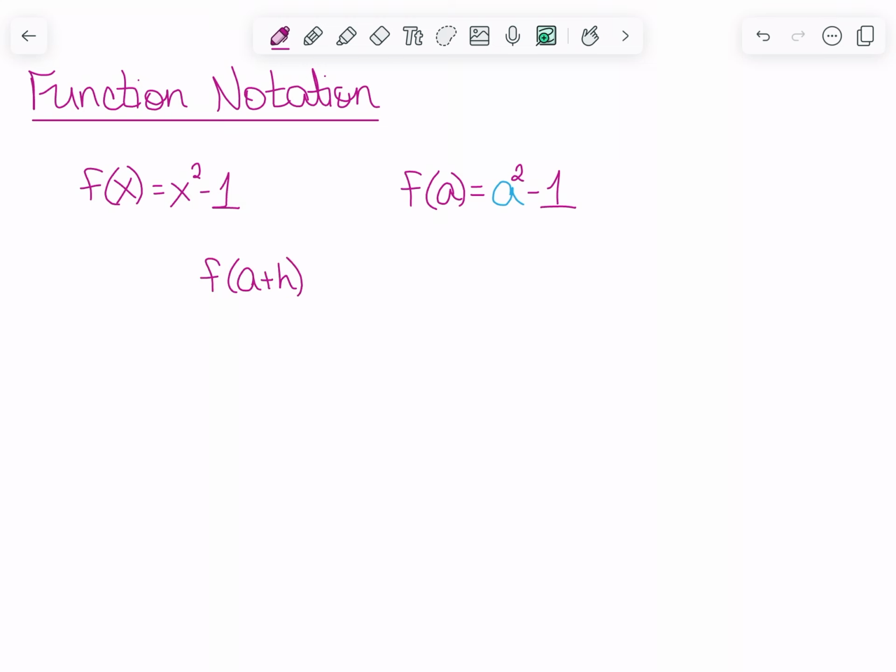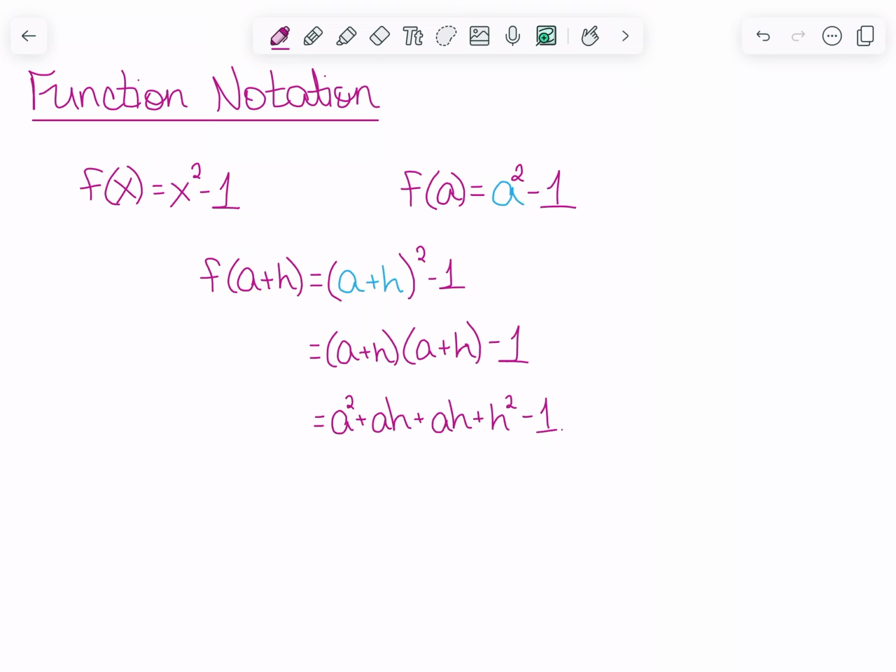What about something like f of a plus h? In this case, I would change all of the x's to a plus h. So we would have (a plus h) squared minus 1. We could also write this as (a plus h) times (a plus h) minus 1. Foiling then gives us a squared plus ah plus ah plus h squared minus 1. Finally, simplifying this a little bit gives us a squared plus 2ah plus h squared minus 1.